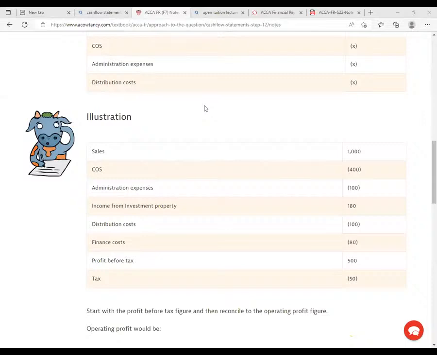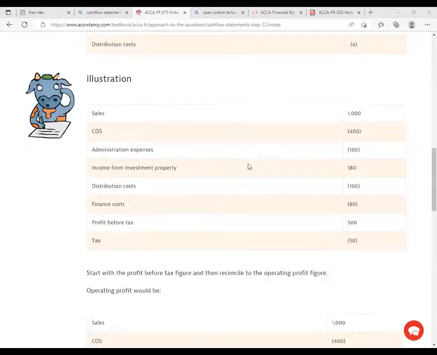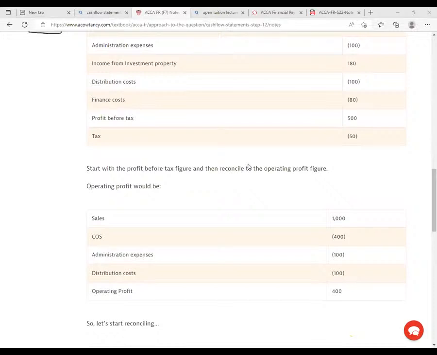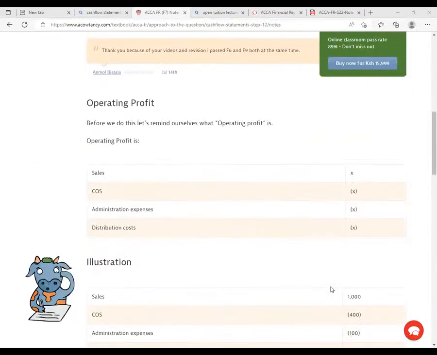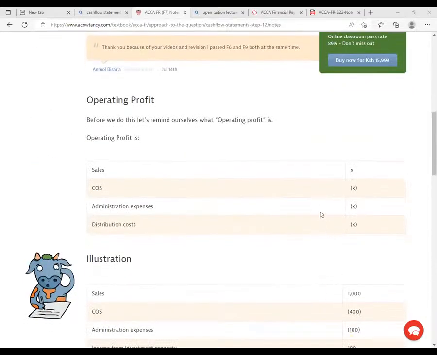Ladies and gentlemen, let's see what the examiner has here. Remember, I gave you a formula up there. To get operating profit, you take sales, cost of sales, administration expenses, distribution costs. If you take 1,000 minus this, minus this, minus this, you will see straight away an operating profit of 400. Up here, I gave you the format of getting operating profit.